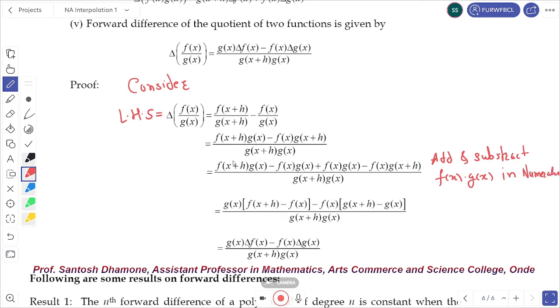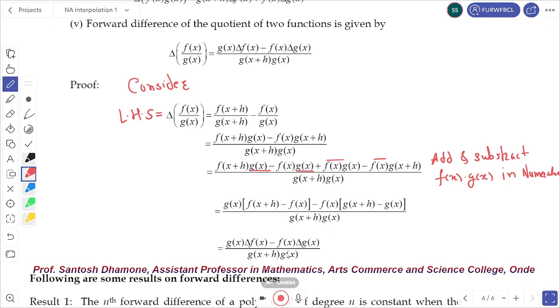in the numerator we add and then subtract f(x) g(x). Here g(x) is common. Therefore take g(x) outside the bracket, and in the bracket what remains is f(x+h) - f(x). Then take minus f(x) common, and in the bracket we get g(x+h) - g(x), divided by g(x+h) g(x). By definition this is Δf(x), and by definition this is Δg(x), divided by g(x+h) g(x). This is the solution of our property 3.